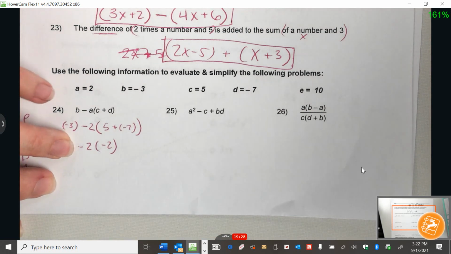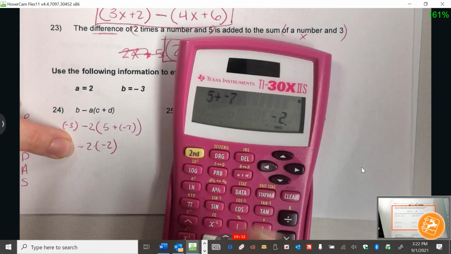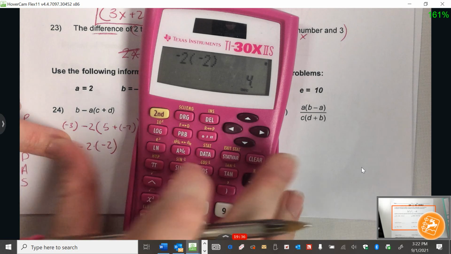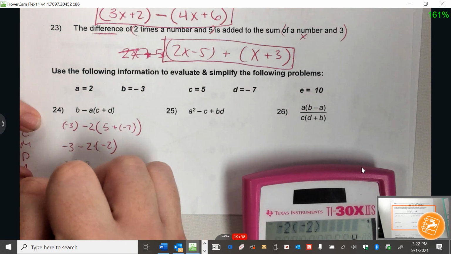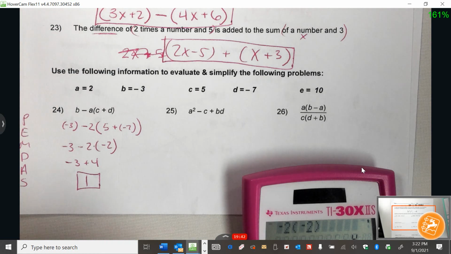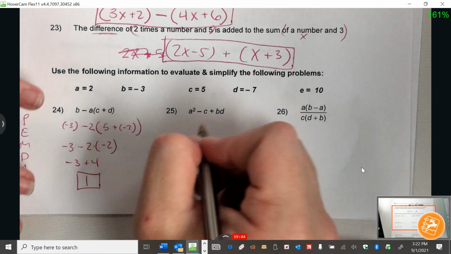So now we're going to do multiplication because there's no exponents, so we need to multiply next. So these two are multiplying. So negative 2 gives me positive 4. So this ends up being negative 3 plus 4. Negative 3 plus 4 is 1. There's my answer.